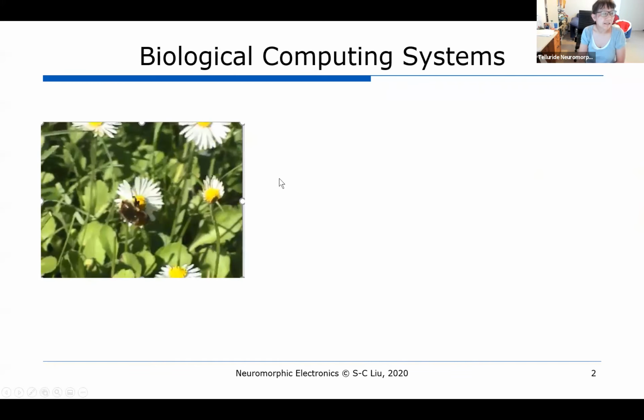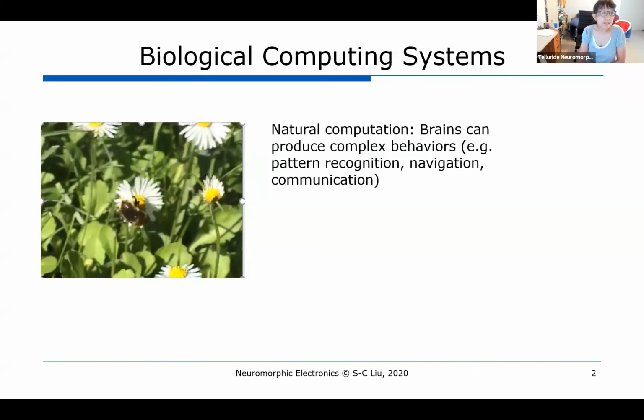There we go. It's easy enough to look at something as small as a bee to notice that it can do a lot of different behaviors that even our current flying systems, such as drones, cannot do without expending lots of power. With this kind of natural computation, brains can produce complex behaviors such as pattern recognition, navigation, and communication for very little power.